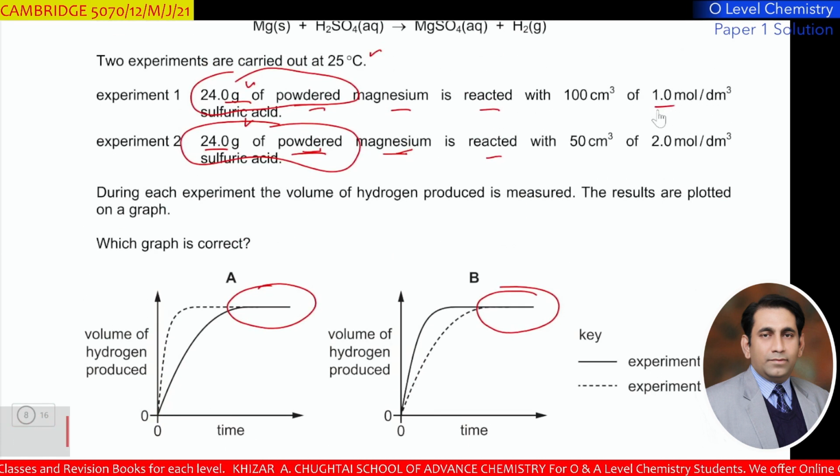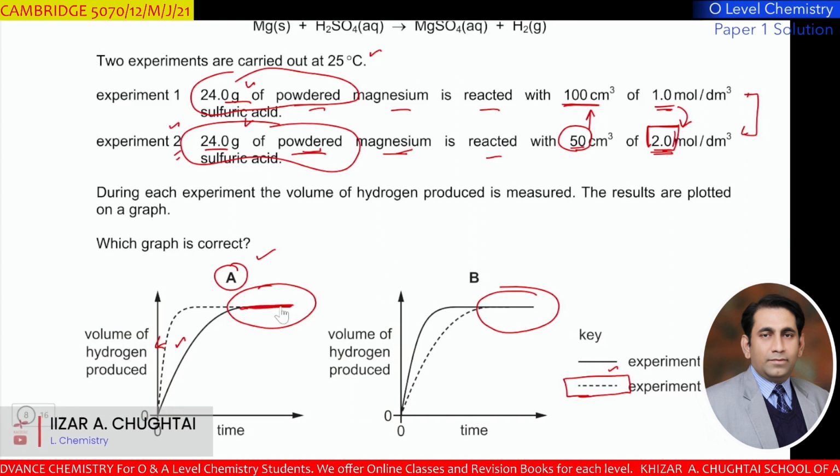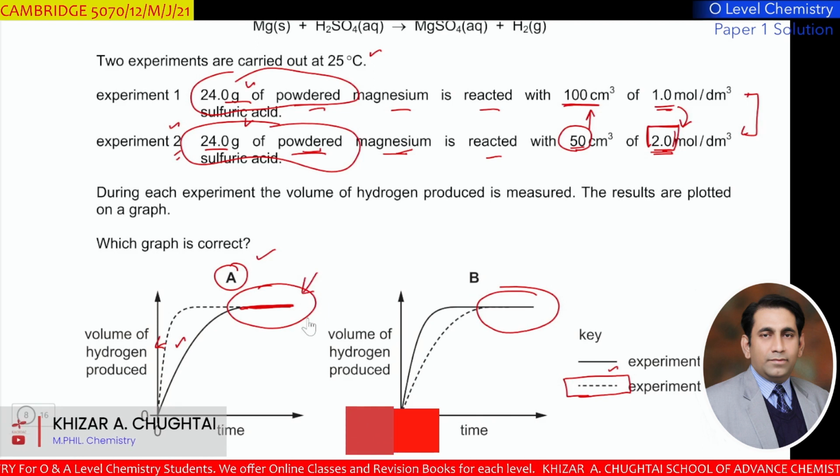Here is 1 mole per dm cube concentration of the sulfuric acid with 100 centimeter cube volume. In the second experiment, the concentration is double compared with the first one and the volume is half, that is 50. So the higher the concentration, the higher the speed of reaction. Experiment 2 is represented by this dashed line. This dashed line must be closer to the y-axis, and in case of A, it is closer to the y-axis. So A is the correct option. The speed of experiment number 2 will be higher, and both experiments will give the same amount of yield, represented by this flat portion.